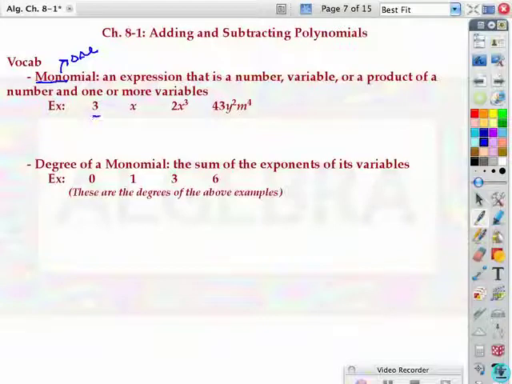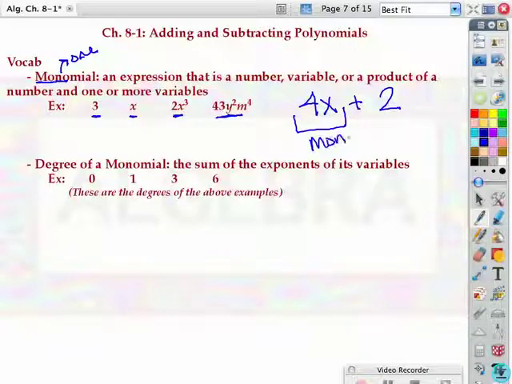So this would be a monomial. This would be a monomial. This would be a monomial. This would be a monomial. So really what it is, let's say we had 4x plus 2, we can't combine them, but this would be a monomial, and so would this. Alright, so anything that is before or after a plus sign or a minus sign, those are all your monomials.